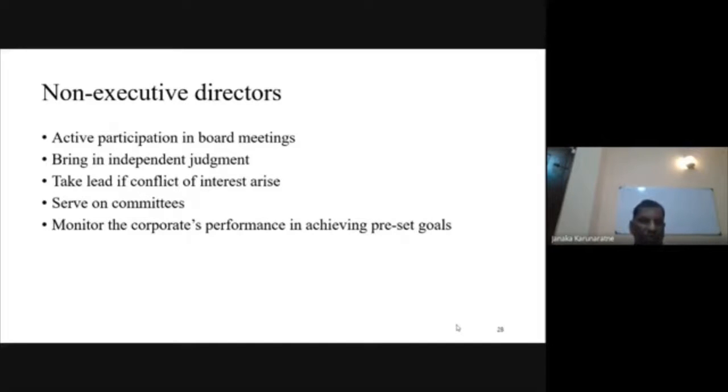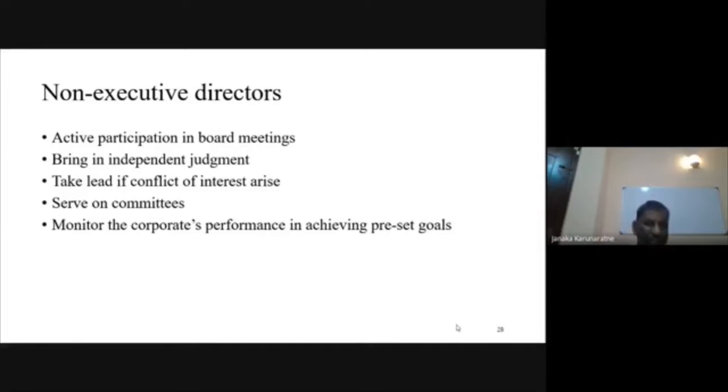So what is the role of non-executive directors? They must actively participate in board meetings because they have a greater role to play, as they are not engaged in the day-to-day functions of the bank. They only come for the board meetings. They are non-executive, so they must express their views independently and also bring in independent judgment. That's their view as opposed to the executive directors.